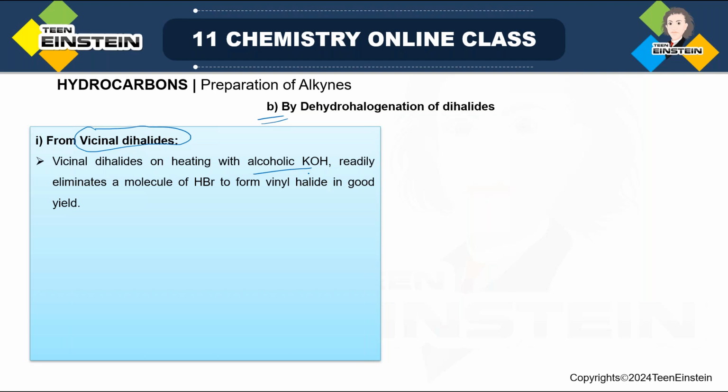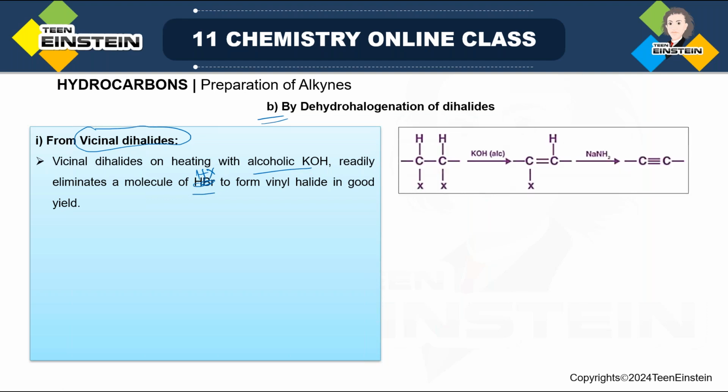It readily eliminates a molecule of HBr, or better you say HX in general, to form vinyl halide. Okay, let me keep it as vinyl halide, and HBr should be written as HX because we are saying it in a general way. So you can see here, this is the general way we have written vicinal dihalide.